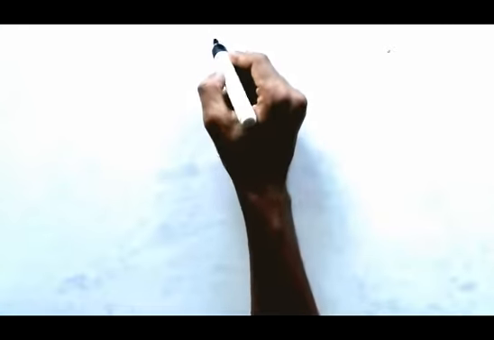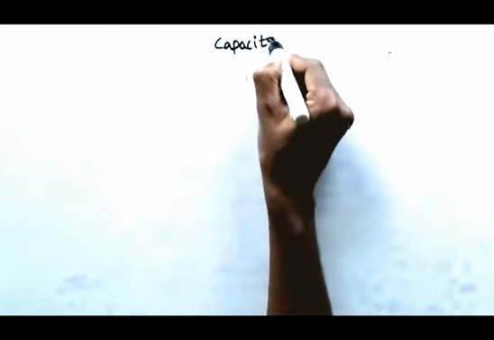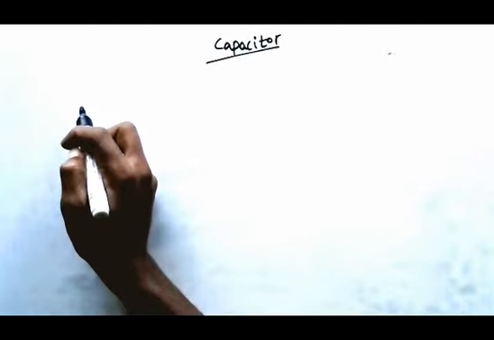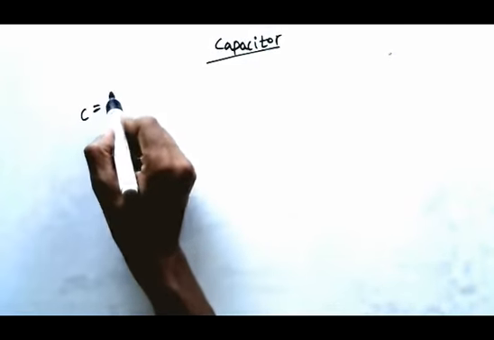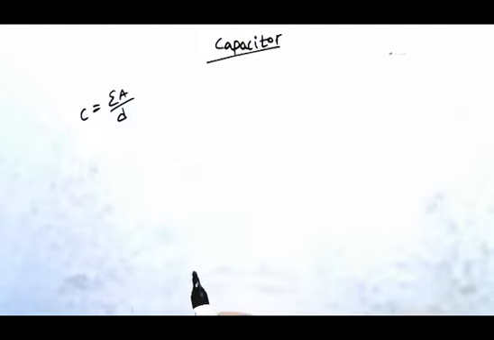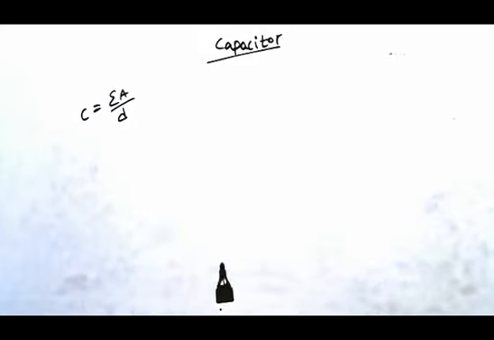The capacitance of a capacitor can be given as C is equal to epsilon A divided by D. Here epsilon is the permittivity of the dielectric material, and A is the area of cross section of the plates, which are separated by a distance D.